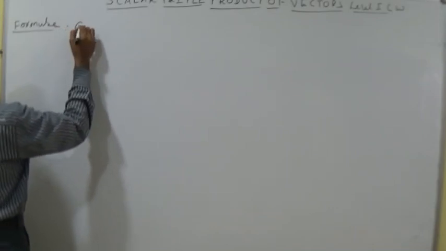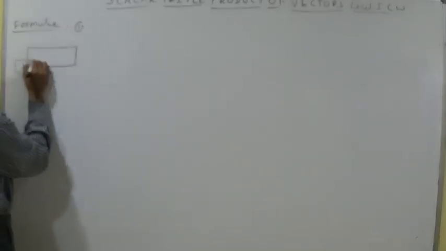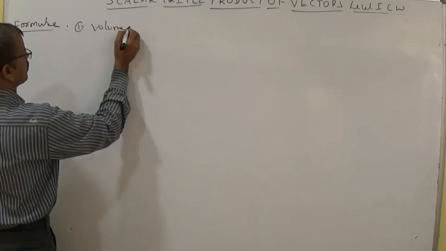First one, let us draw the rectangular parallelepiped. It is nothing but a cuboid. Try to understand that this is not a cube. Rectangular parallelepiped. I am writing the formula here first of all.